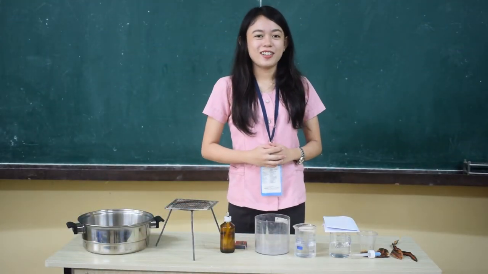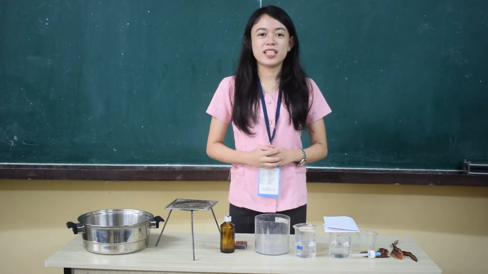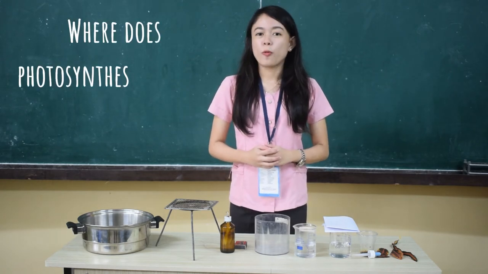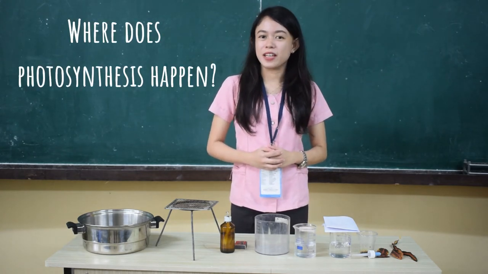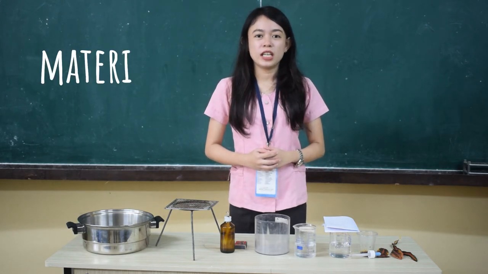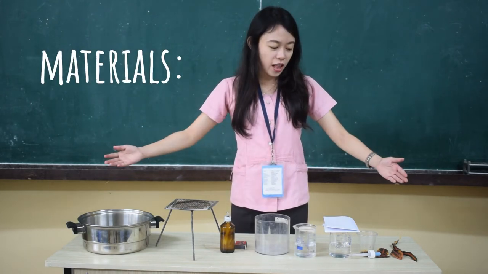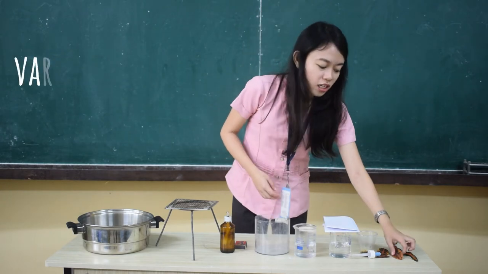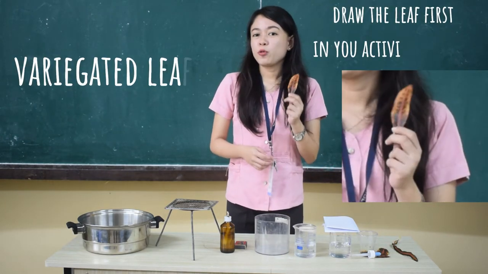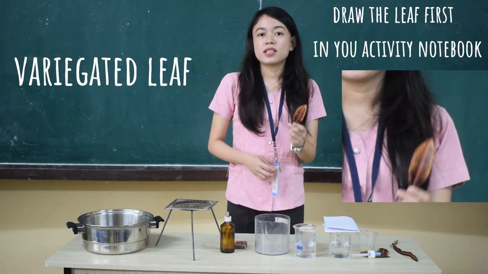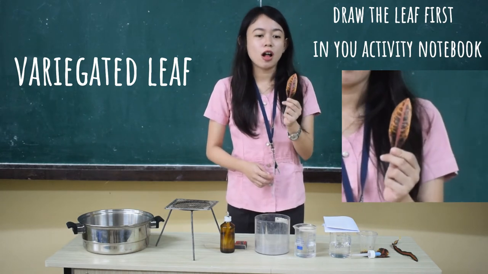This time, grade 9 learners, I will be performing the activity entitled, Where Does Photosynthesis Happen? The materials that we will be needing for this activity are the following. First, we need a variegated leaf. When we say variegated, it means a leaf with different colors.